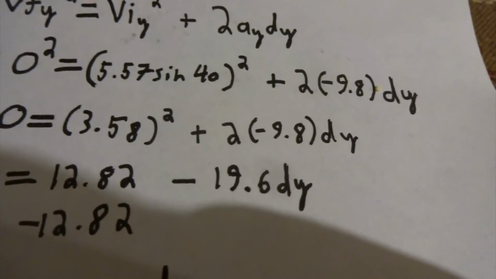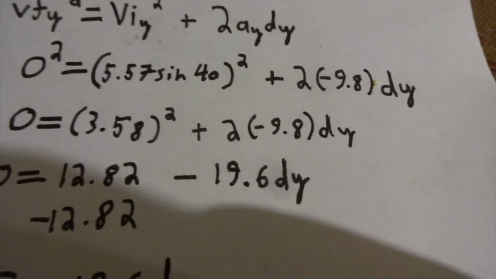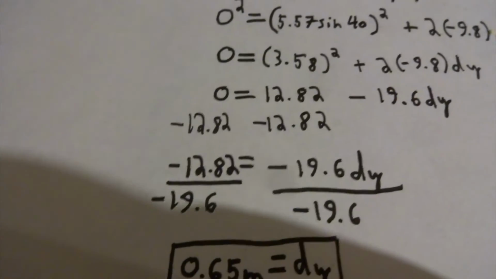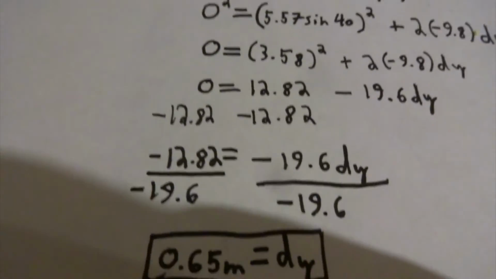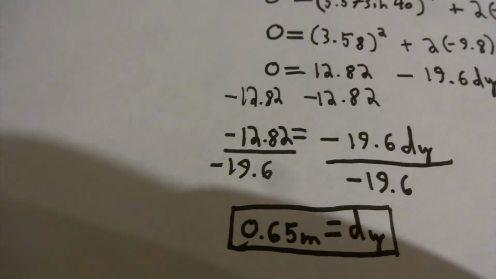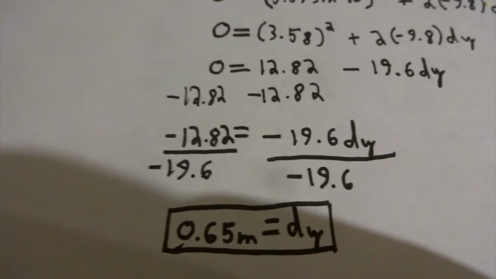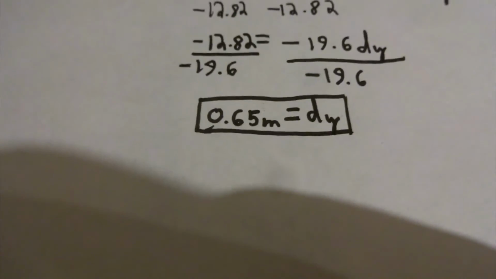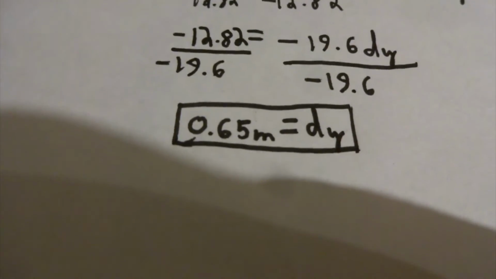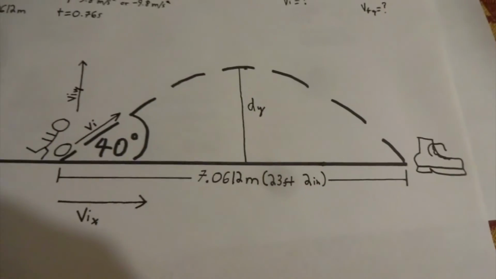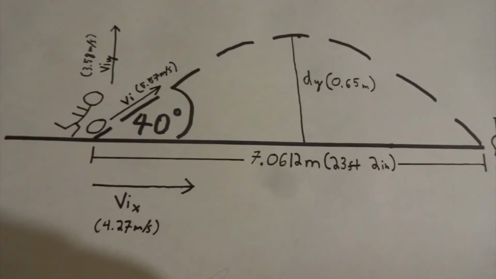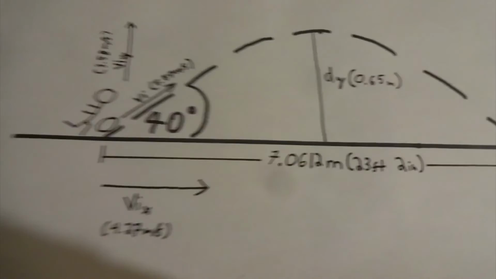And you subtract that by whatever net 9.8 times 2 is, which is in this case negative 19.6. And then you subtract 12.82 by 0. That would equal a negative 9.6 times dy, which would equal negative 12.82. Divide both sides by negative 9.6, and then you get your answer, which is 0.65 meters, which is the peak height. Now we can plug in the values into the diagram. Alright, so here is what the finished product should look like. Here's what the entire diagram with all the answers should look like.